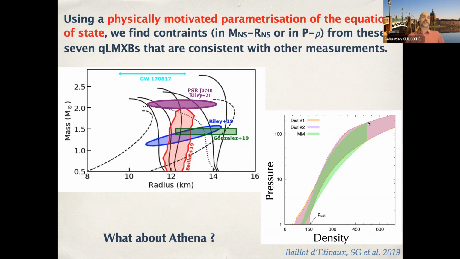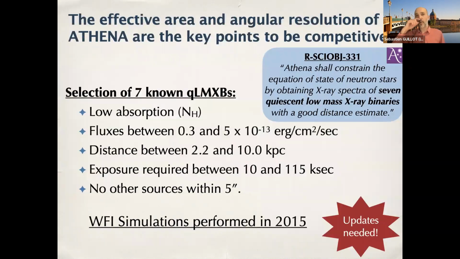So now the question is, what about Athena? How well can Athena do for this type of method? This is some work that I did back in 2015, trying to see how well Athena could constrain the equation of state using quiescent low-mass X-ray binaries.